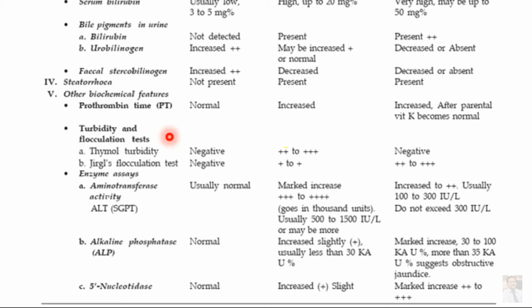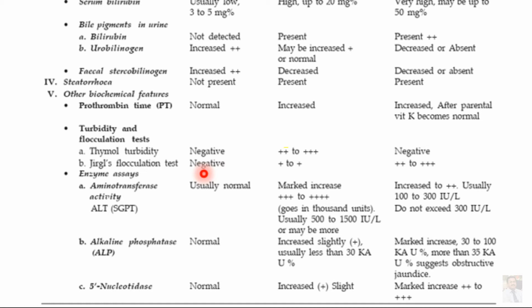And the Cephalin flocculation test is negative for hemolytic jaundice, mild positive, that is 1 plus, for hepatic jaundice, and for obstructive jaundice it is 2 plus to 3 plus, very high or excessive levels.